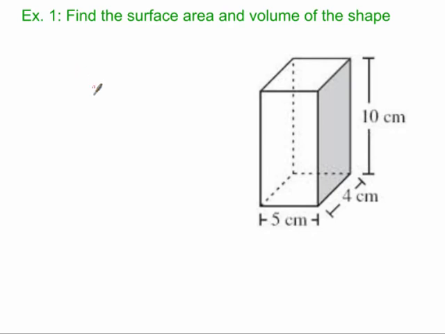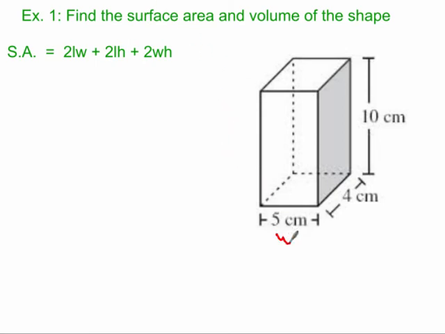Example 1 says find the surface area and volume of this shape. So what kind of shape is this? Well, it's a prism, and it has a base that's a rectangle, so it's a rectangular prism. All right, so my surface area formula is 2 times length times width, plus 2 times length times height, plus 2 times width times height.